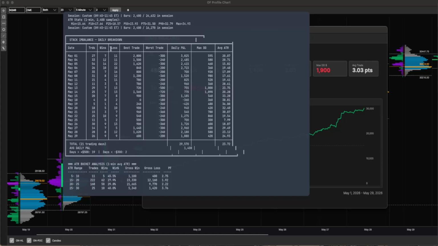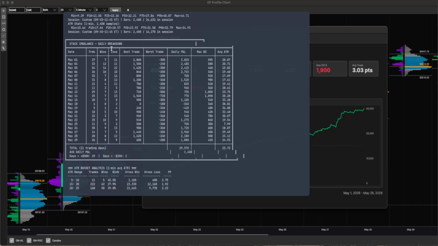So let's go into detail. And also another thing, this is very important. Look at the session right up here at the top. It says session custom, because one of the parameters for the command line to run the backtest is a custom session, which I have set to 9:45 to 11:45. That is 2 hours of trading. So for 2 hours of trading from May 1st to the 29th, the total was $29,500. Average daily is $1,400. That is key right here, 9:45 to 11:45.